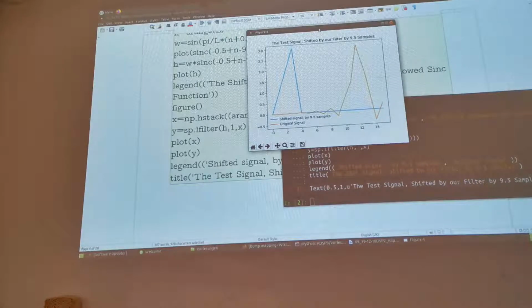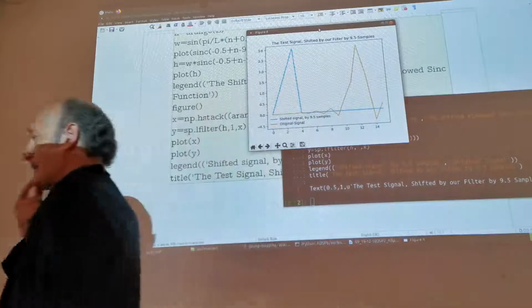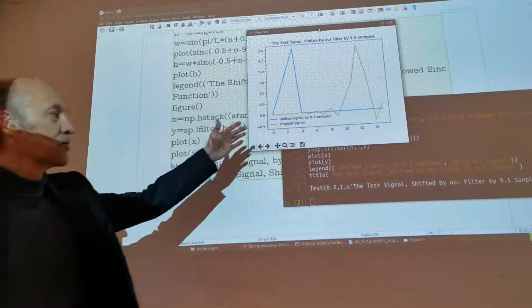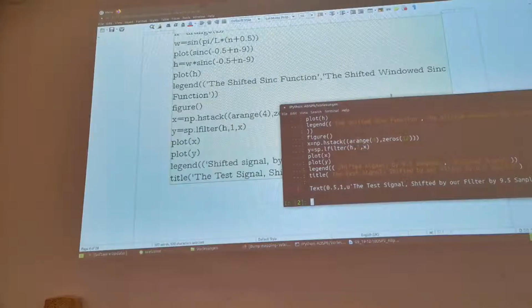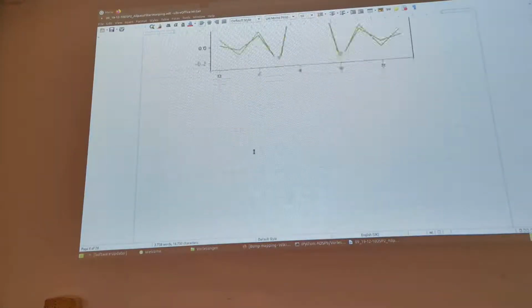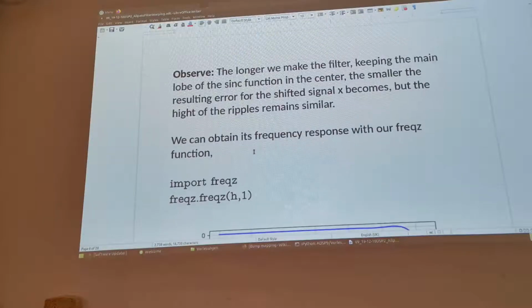So it's actually not so great. Even though we have now a longer filter, it's still not so good, basically. So I'm still not quite happy with this filter. Too many distortions. So then we can also take a look at the frequency response using freqz. First, here are the plots now in the slides, the plots that we just saw.